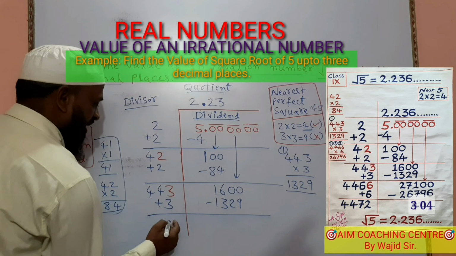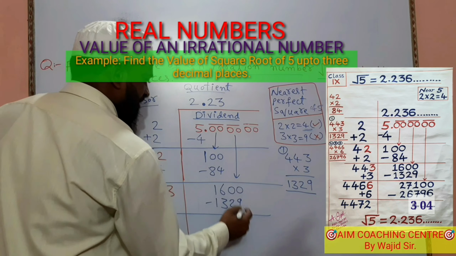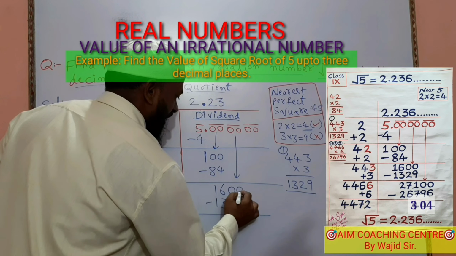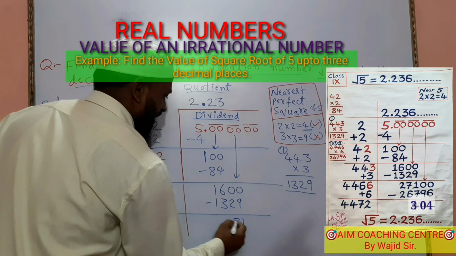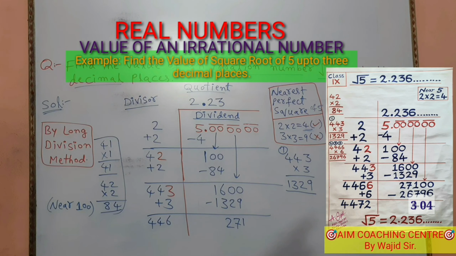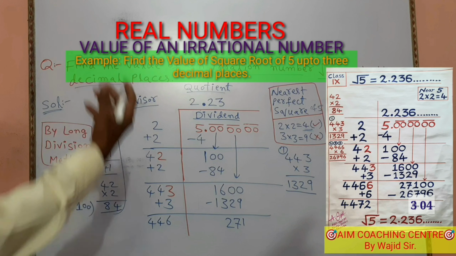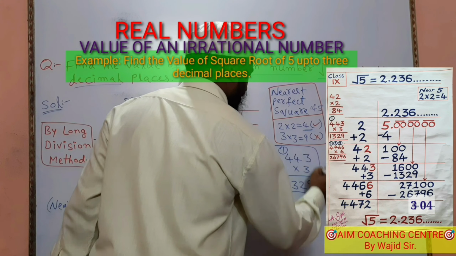Yes, 3 plus 3 are 6. Now after subtracting, we got 10 minus 9, 1. 9 minus 2, 7. 5 minus 3, 2. 271 we get. Now again the same process. Go for the next step. Yes, see students.